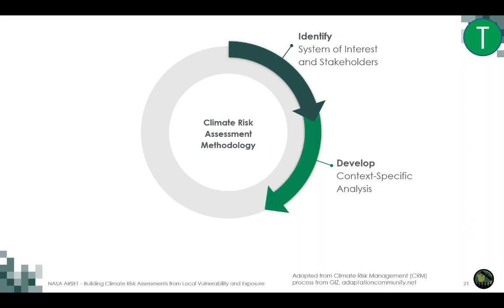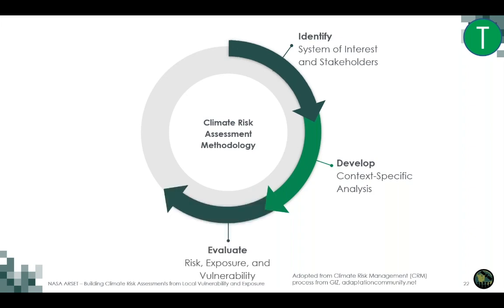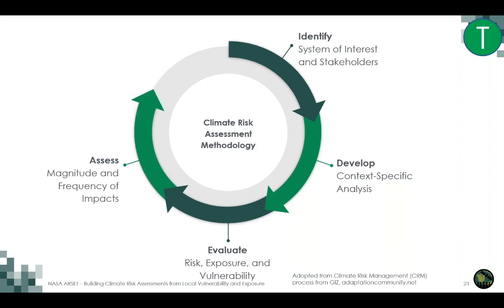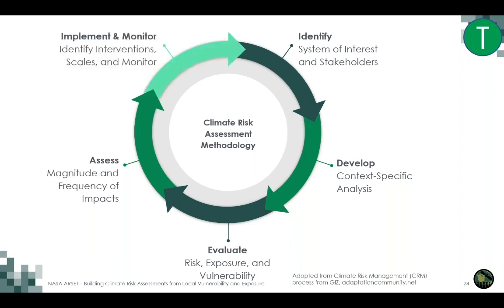The second part is to develop a context-specific analysis so that rather than speaking in generic terms, we are bringing the information and the scientific approach to the level of the centers and to the level of the decisions in progress. We then evaluate risks, breaking down components of hazard, exposure, and vulnerability across different specific assets that are at risk at each center. Then we assess the magnitude and frequency of impacts and the growing or changing risks for each of these assets.